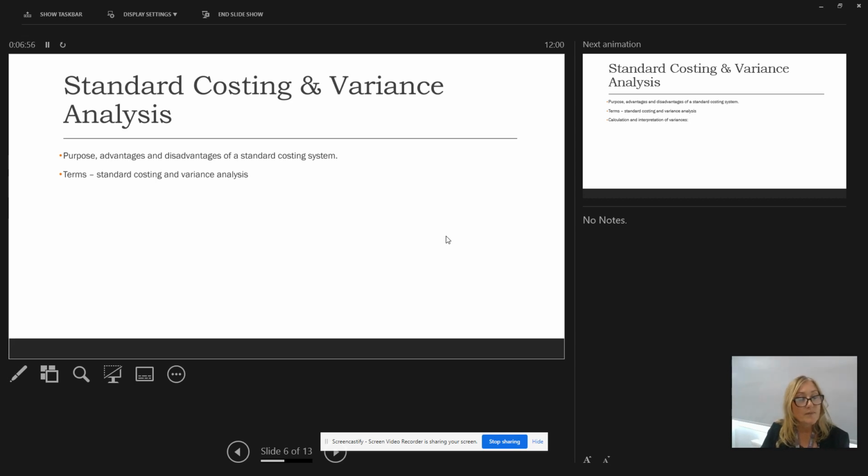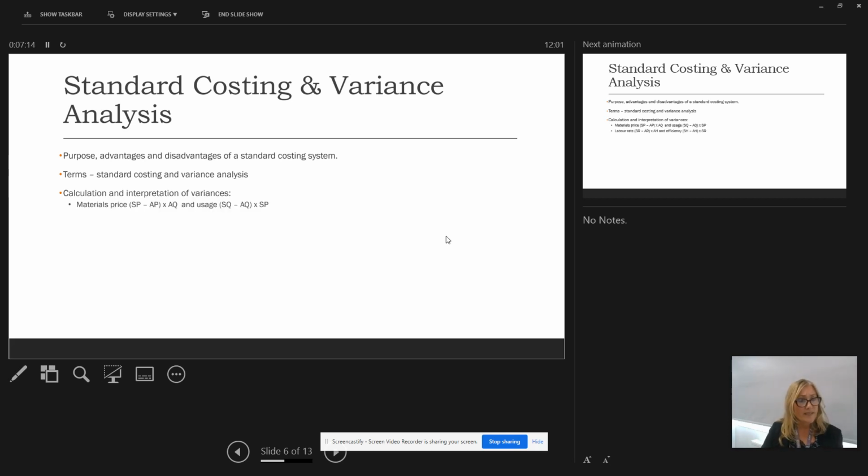So terms, what does standard costing mean? What does variance analysis mean? So standard cost is the forecast cost of producing units of output. Variance analysis is where we take over or under spends and try and break them down further into efficiency, usage, price, rate variances, and so on.